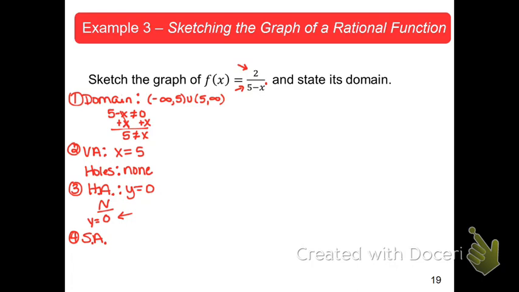Step 4 is that slant asymptote. Well, we haven't even talked about that yet. So for now, we're going to put none. Is there one? No, there's not.